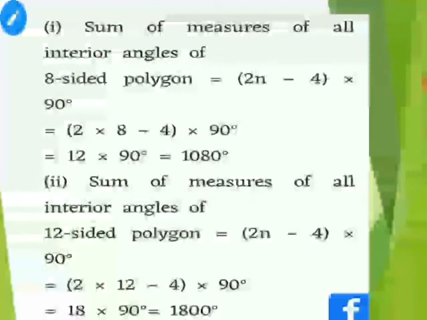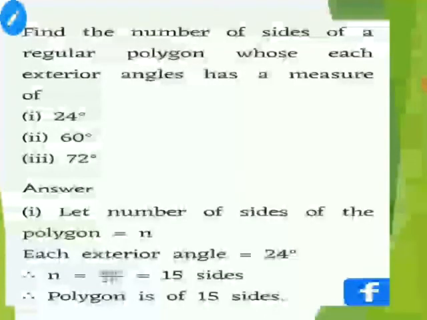See here, the method is given. Sum of measures of all the interior angles of an 8-sided polygon is (2n minus 4) multiplied by 90 degrees. So you put the value of n, that is 8. So 2 multiplied by 8 minus 4 in bracket, multiplied by 90, and the result is 1080. Similarly, you can do the other parts also.